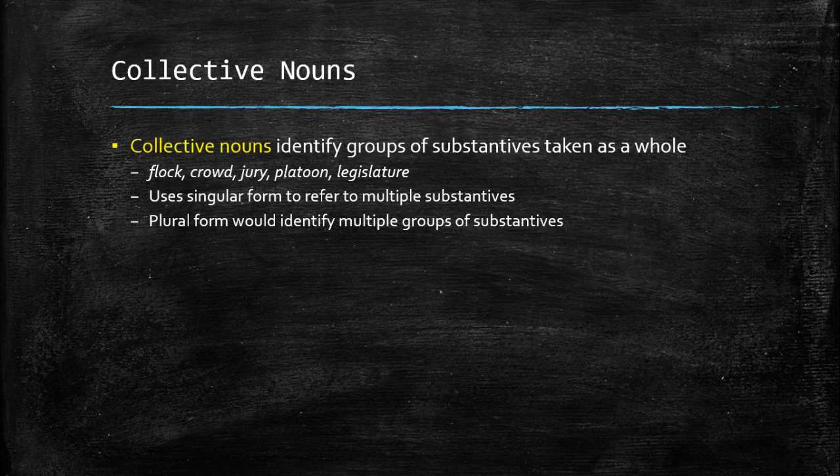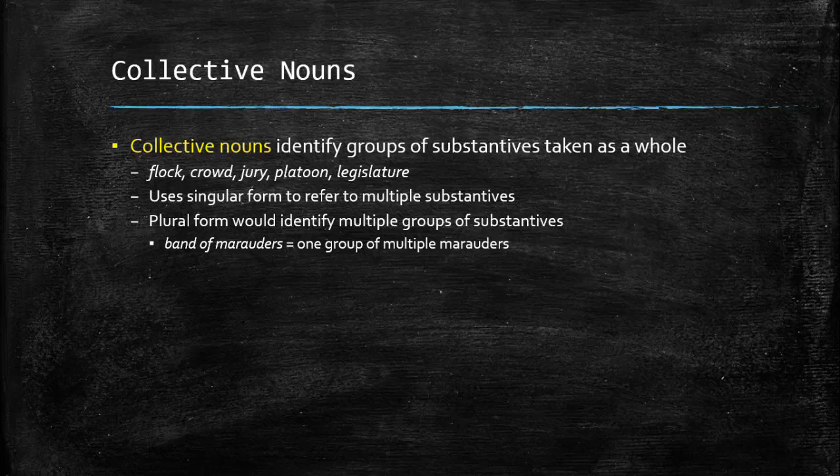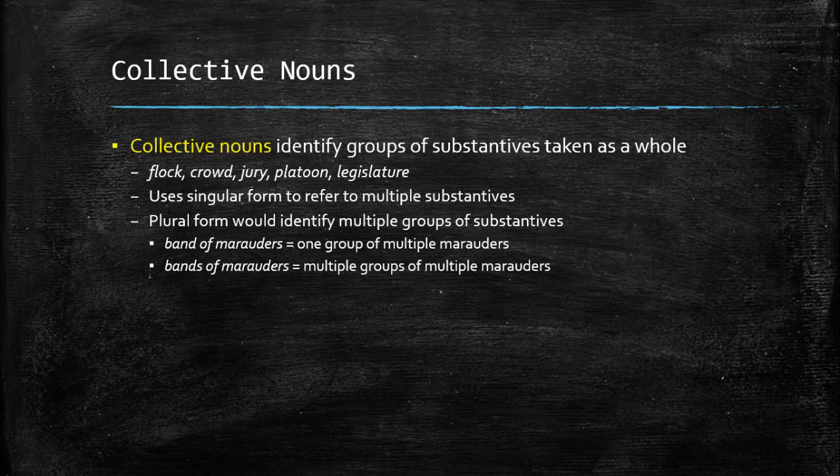The plural form can be used with collective nouns, but it would then identify multiple groups of substantives. So it would identify multiple multiples, basically. For an example here, we have a band of marauders. Band is in the singular form, but it's actually identifying multiple marauders. We could say bands of marauders, but now our collective noun bands is referring to multiple groups of multiple marauders.